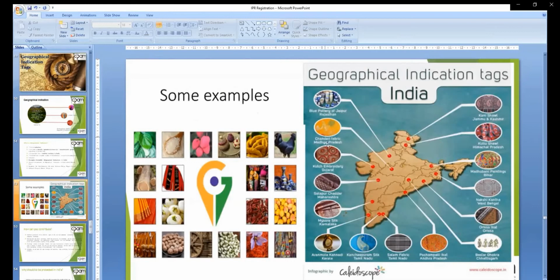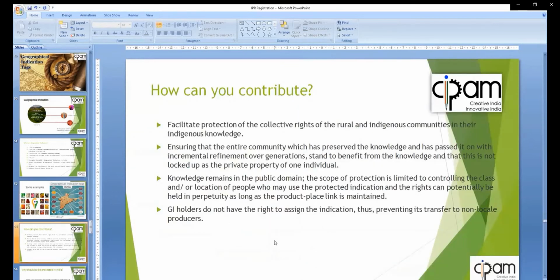As we can see, blue pottery of Jaipur, Chanderi fabric of Madhya Pradesh, Kutch embroidery of Gujarat, Solapur Chaddar of Maharashtra, Mysore silk of Karnataka, Aranmula Kannadi, a metal mirror of Kerala, Kanchipuram silk and Salem fabrics of Tamil Nadu, Pochampalli Ikat of Andhra Pradesh, Bastar Dokra, a brass toy of Chhattisgarh, Orissa Ikat, a fabric sari of Orissa, Madhubani painting of Bihar, Kullu shawl of Himachal Pradesh, Kani shawl of Jammu and Kashmir. And as I mentioned at the beginning, there are some 8 to 10 GIs of Assam.